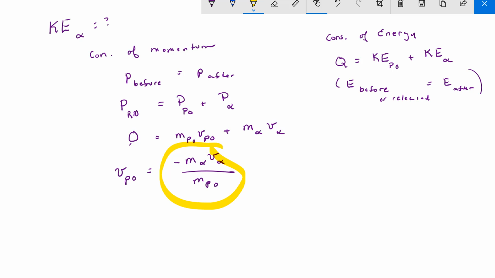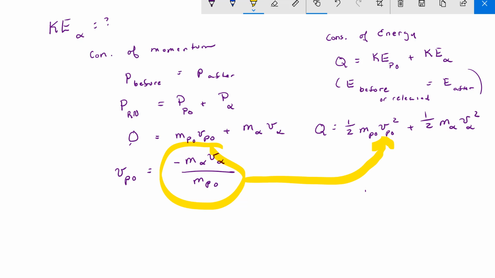So I have the velocity of the polonium solved in terms of masses and velocity of alpha. Now I'm going to go back up to my conservation of energy equation and rewrite it using the equations for kinetic energy. So Q equals 1/2 mPO VPO squared plus 1/2 m alpha V alpha squared. Now I'm going to take that velocity of PO and substitute it in right there. Rewriting this equation, which looks messy, but really the algebra is very simple.